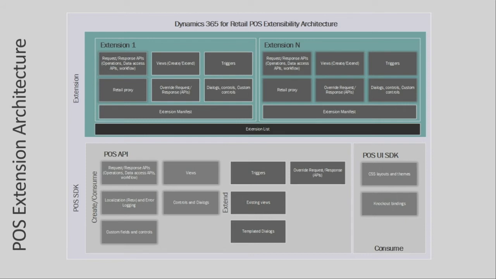templated dialogues. For example, if you want to create your own customized dialogue, you can use this. And the last one is the POS UI SDK. Basically, POS has its own styles and patterns, right? So if you want your extension to follow our patterns and styles, you can use our POS UI SDK to consume our CSS styles, knockouts, and themes. Okay, this is on the POS SDK side.